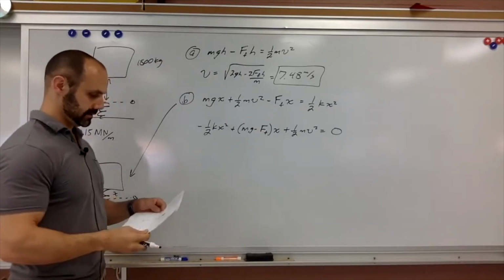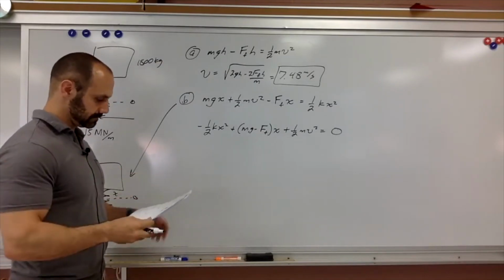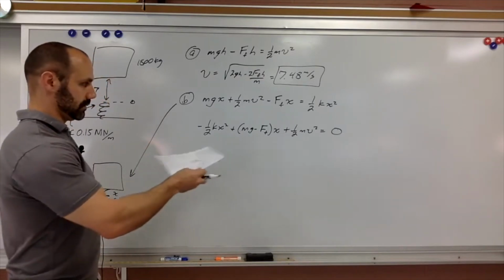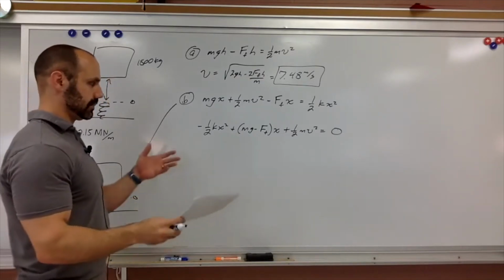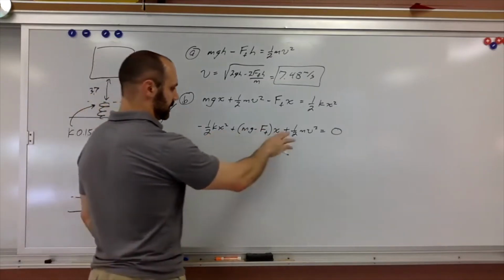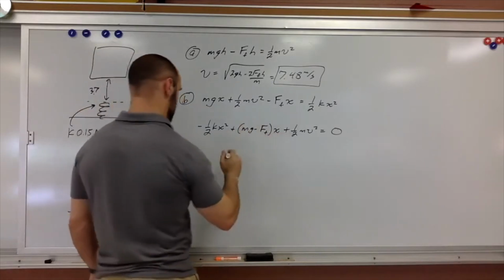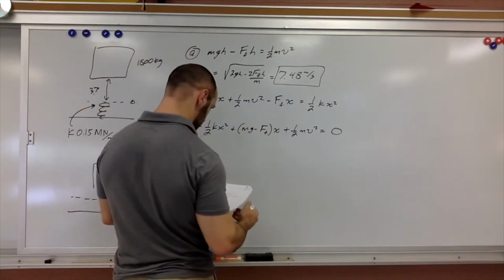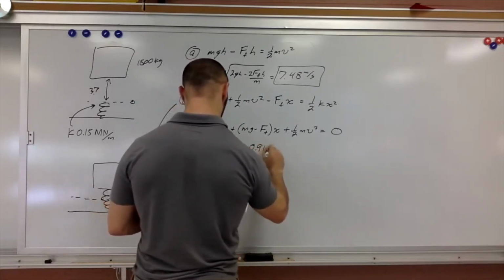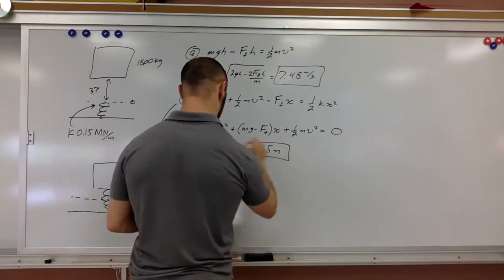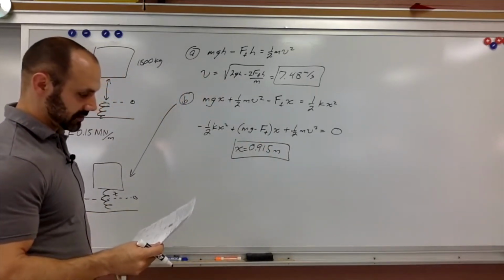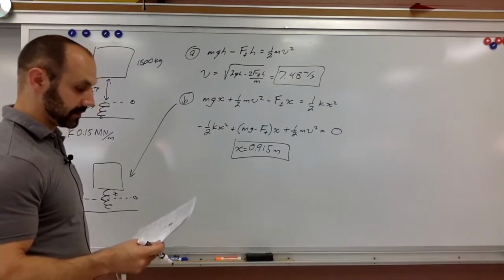Questions about that? Write them down. And so now when we plug in our numbers here, again, I don't want to go through it now to waste time in the video, but we plug in the numbers and use the quadratic equation, we should get that x equals 0.915 meters.